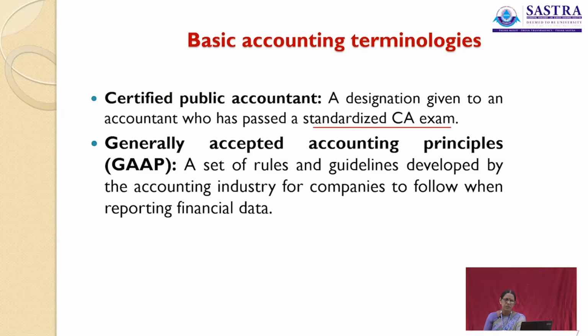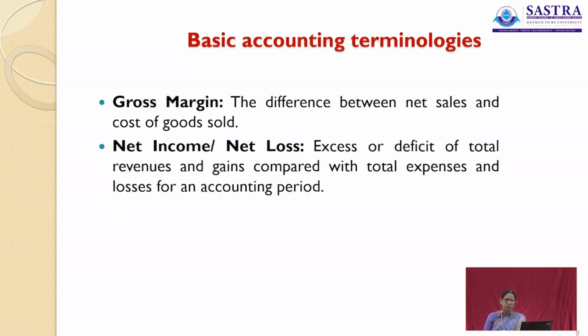The next is generally accepted accounting principles, that is GAAP. This is followed by the accounting industry for companies to follow when reporting your financial data. Next is gross margin. Gross margin is your sales minus COGS. Then net income. Net income or net loss is the excess or deficit of your total revenues and gains compared with your total expenses and losses for an accounting period.